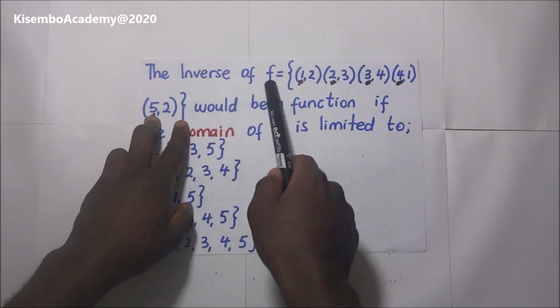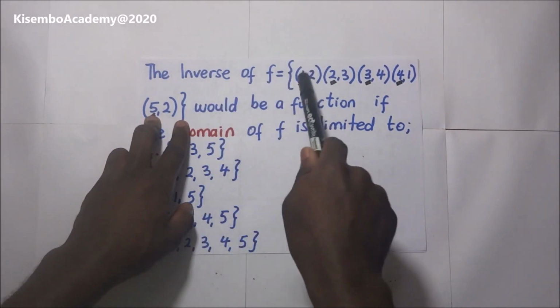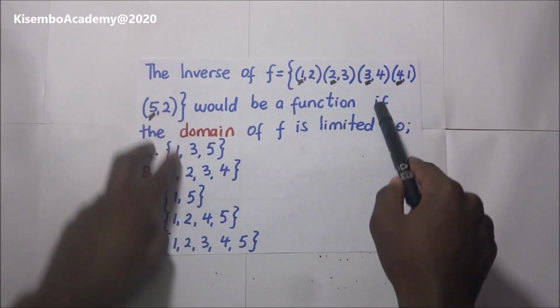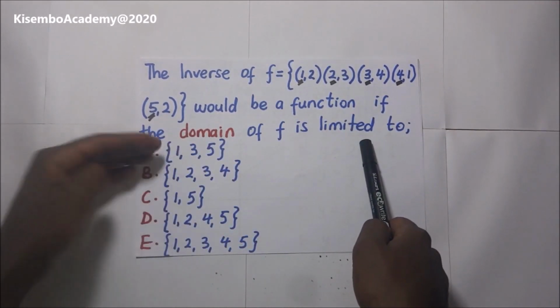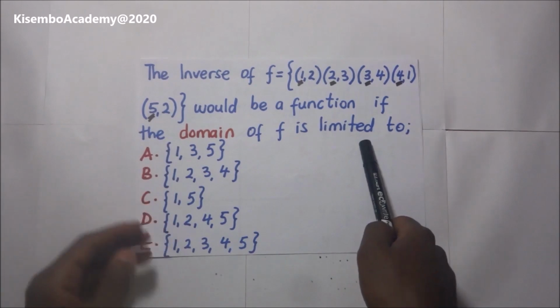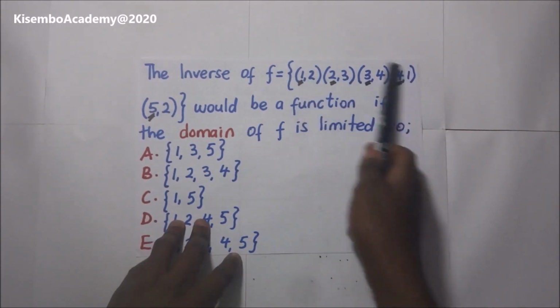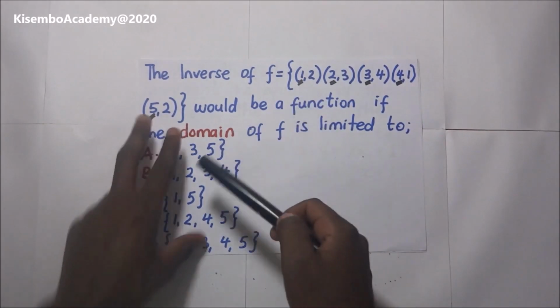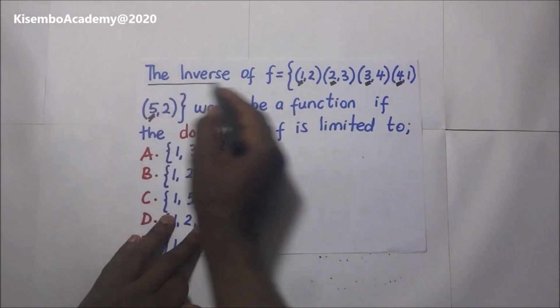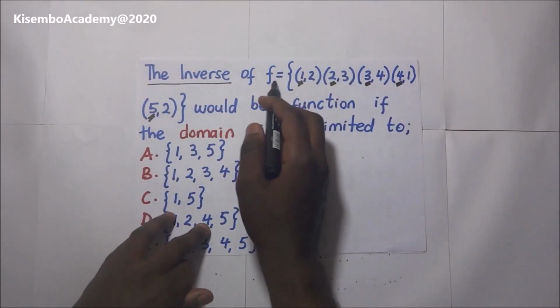The inverse of the relation f would be a function if the domain of f is limited to, and they've given us these alternatives. Now, first of all, what is the inverse of these ordered pairs? Let's first find the inverse, because the question is talking about the inverse of this.